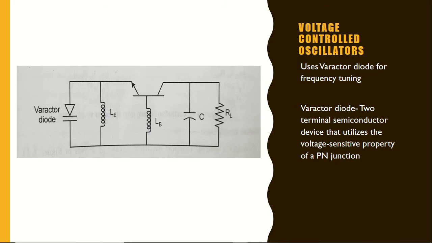Now, coming to the concept of voltage controlled oscillators. So we saw how to generate oscillations. We are going to use the negative resistance property and we are going to generate the oscillations. Now what is going to control my oscillations is the next question. That is why we study about voltage controlled oscillators. So to control the oscillations, we are going to use a diode called a varactor diode.